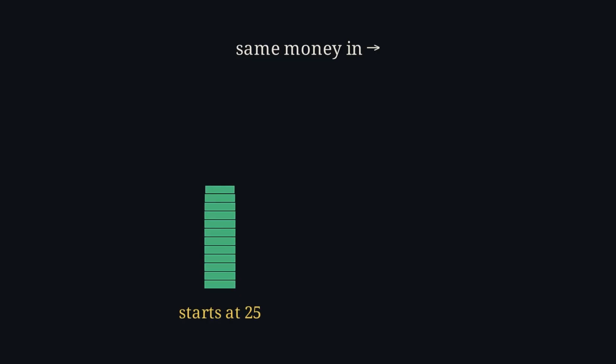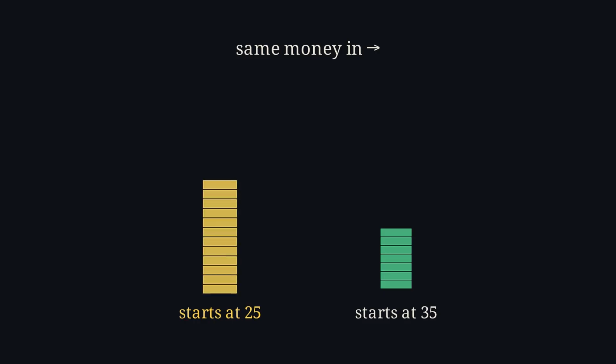Here's a question that decides how you retire. Two friends both put away the same money, a little every month, same amount into the same account. The only difference? One starts at 25. The other waits until 35. Same paycheck, same discipline, just 10 years apart.